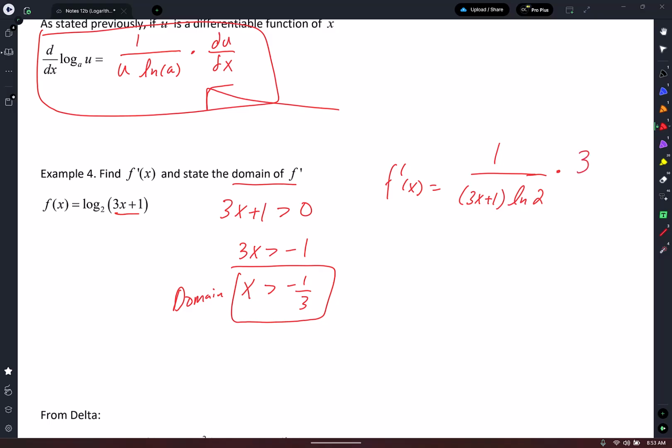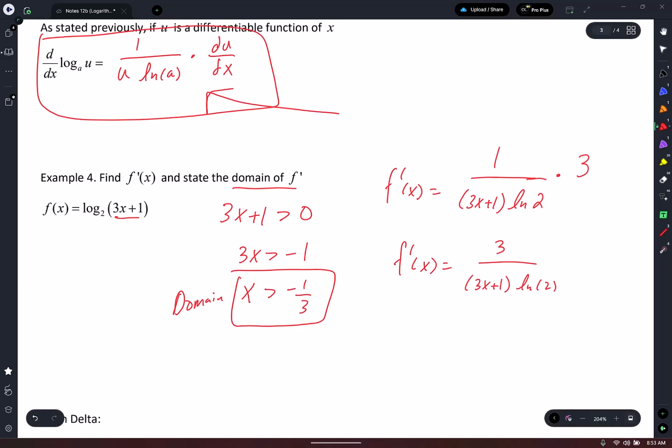3. So my final answer, f prime of x, is equal to 3 over, make sure to put the 3x plus 1 in parentheses, ln of 2. If you don't put parentheses around the 3x plus 1, it's going to be kind of wrong. Are we okay, guys? Okay.